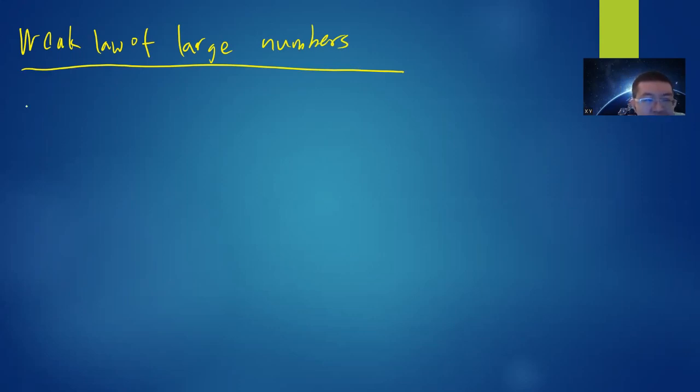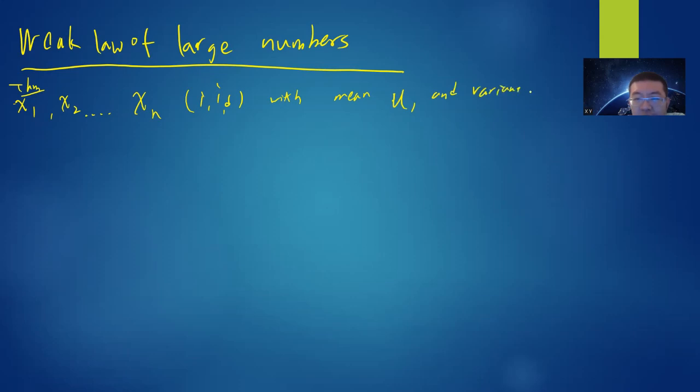Okay, so the statement of the theorem basically says: you have IID random variables X1, X2, up to Xn. They are the same, with mean mu and variance sigma squared. So basically this means that mu and sigma should be well defined, and then you can define X_n bar, which is X1 up to Xn divided by n.